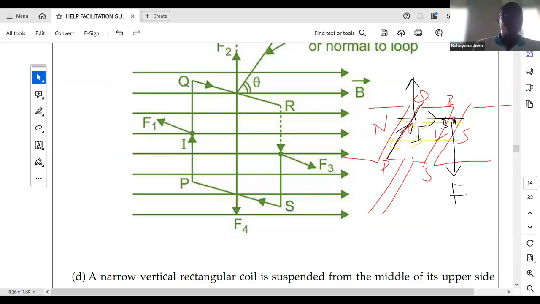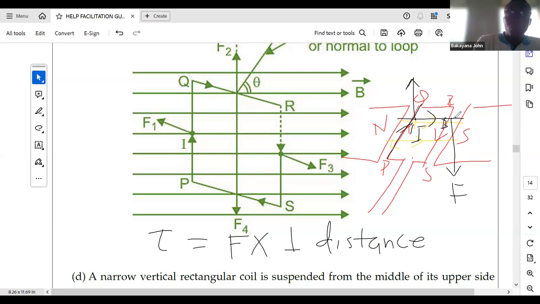So as they turn the coil, we all know that torque is given by force times the perpendicular distance. Which force are we talking about here? We are talking about the magnetic force, which is BIL. And now, which distance are we talking about? Supposing a coil has sides. Let me see how I named the sides.